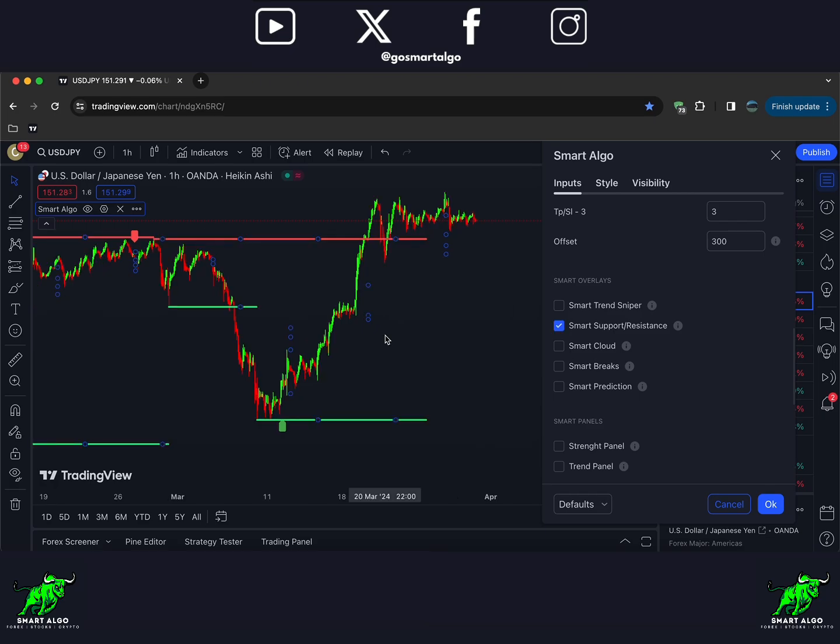Next up, we got the support and resistance levels. Every trader must know what support and resistance is. Support and resistance levels basically act like a barrier, preventing the price from getting pushed into a certain direction. The support level is where the price tends to find a floor as it's dropping.